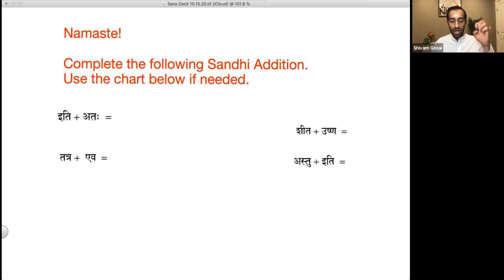Okay, so we have a on the left side. We know it's going to be guna vriddhi. So how do we know when it's guna versus vriddhi? Guna is when we have ik, e, u, r, l. And vriddhi is ai, au, and so on.